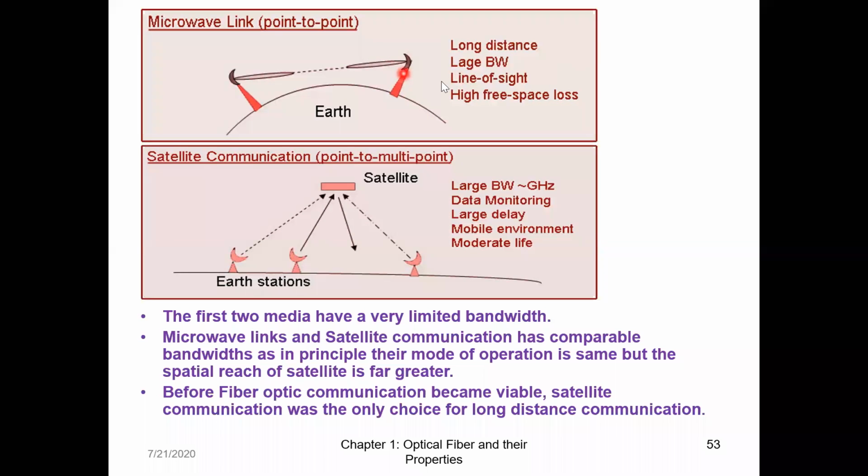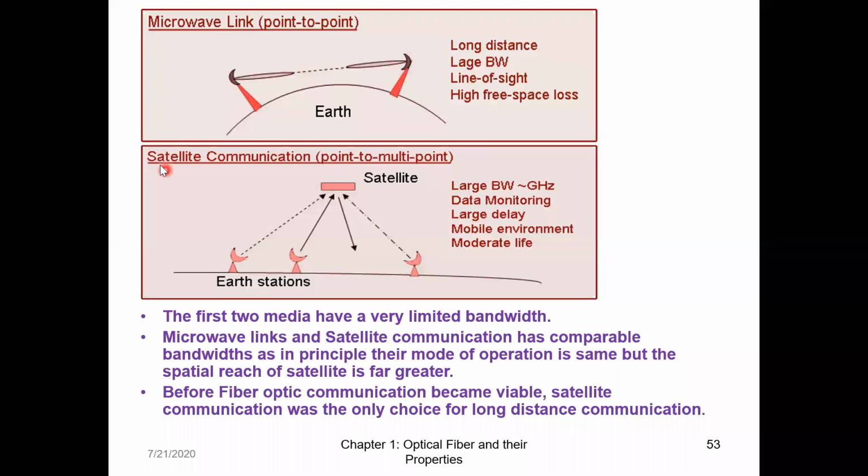But it is still widely used, and it had high free space loss because the communication was not bounded in any cable or any media. We used free space for propagating the microwave signal. So it had high free space loss. So that was your microwave link problem.